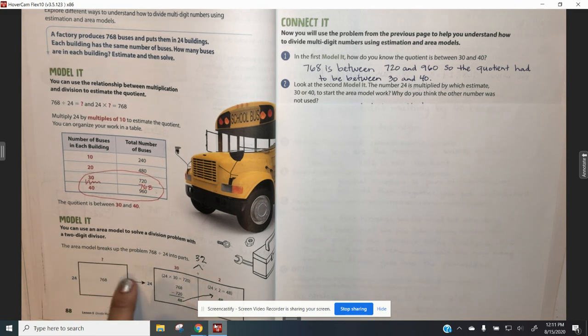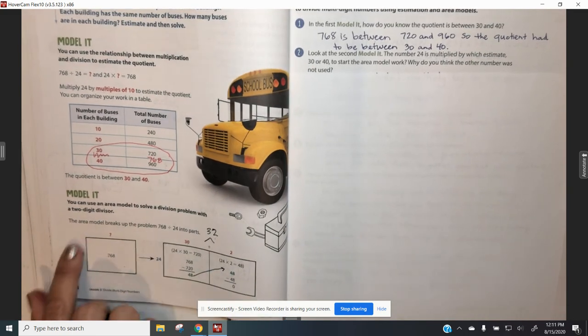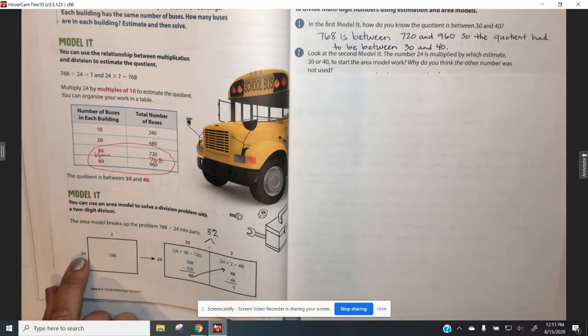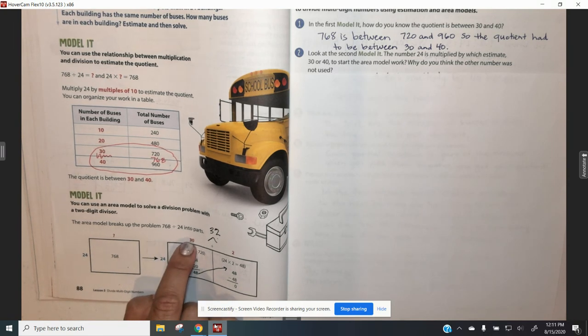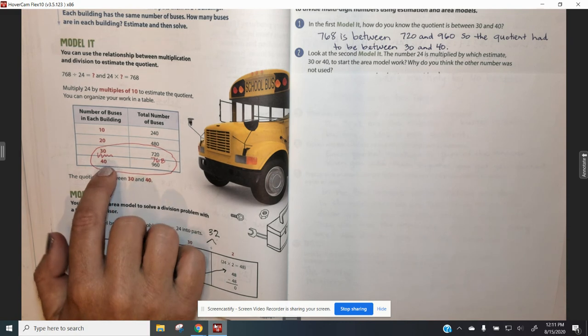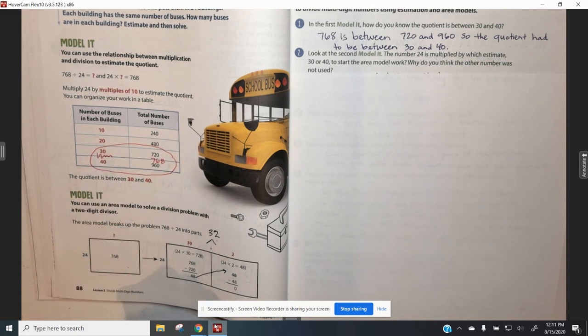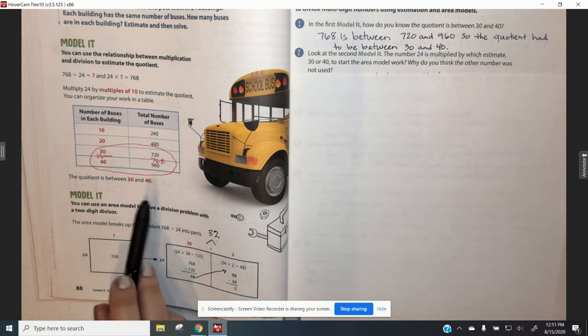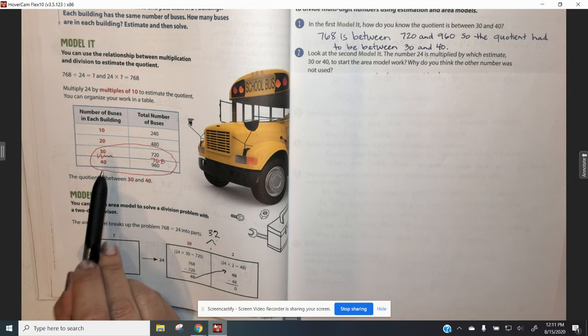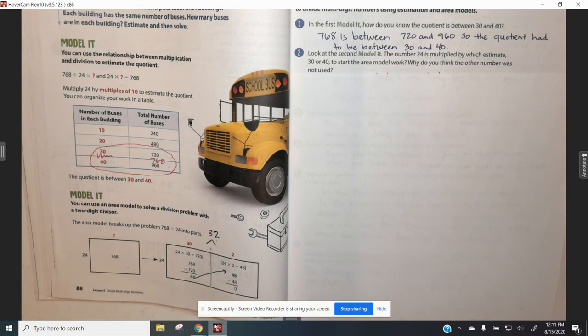Looking at the second modellet, the number 24 is multiplied by which estimate? Do we multiply 24 by 30 or 24 by 40? That's what we're trying to figure out to start the area model. Why do you think the other number was not used? Why did we decide to use 30 instead of 40? I want you to pause the video and write that down right now for number 2.